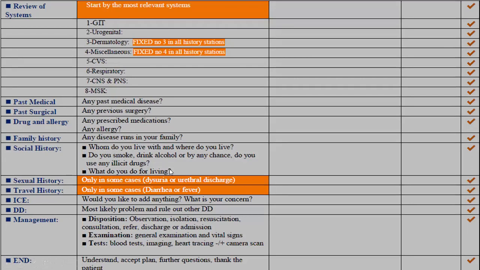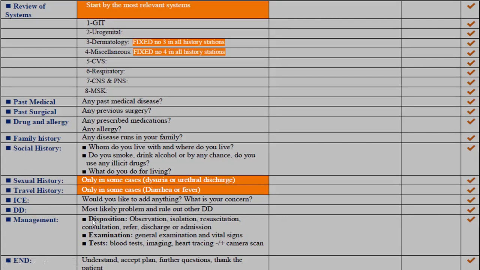Sexual history, only if the patient has burning micturition or urethral discharge, whatever, male or female. Travel history, only if the patient has diarrhea or fever. Eyes, no need to ask about 3 questions of eyes. No need to say, what is your idea? What is your expectation? What is your concern? No need, okay? Just, would you like to add anything? What is your concern? Done. After that, I appreciate your concern. According to your data, the most likely problem is blah, blah, blah, but we need to rule out blah, blah, blah. Done. Okay, to save time.